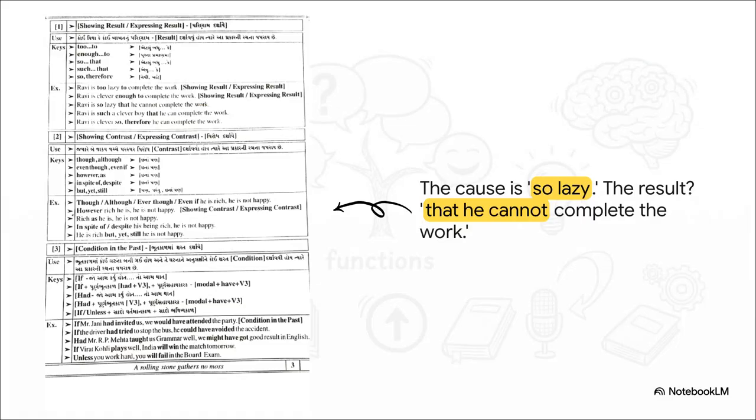So check this out. The cause is that he's so lazy. And the result? That he cannot complete the work. See that? That little phrase just connects everything so smoothly. It's a lot more powerful than just saying, Ravi is lazy, he can't finish.